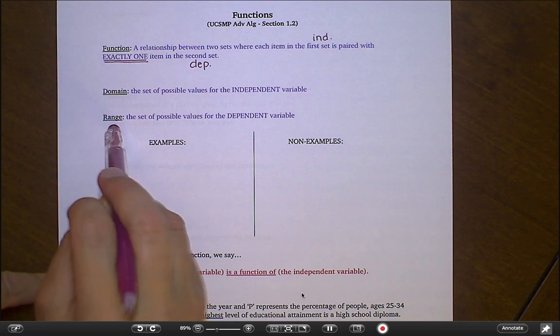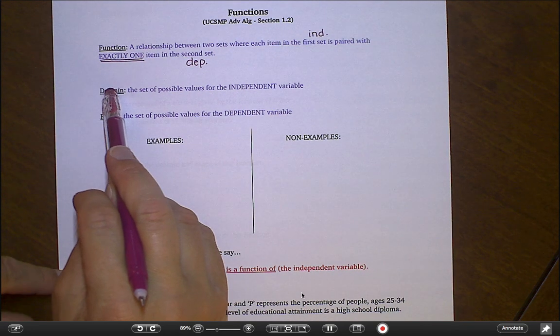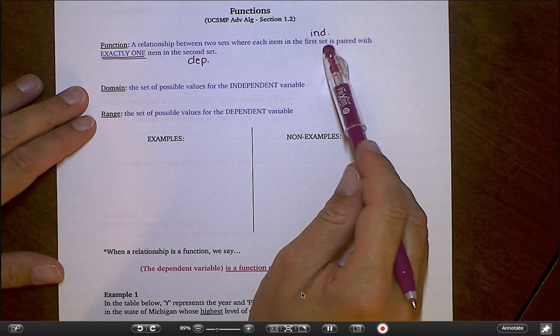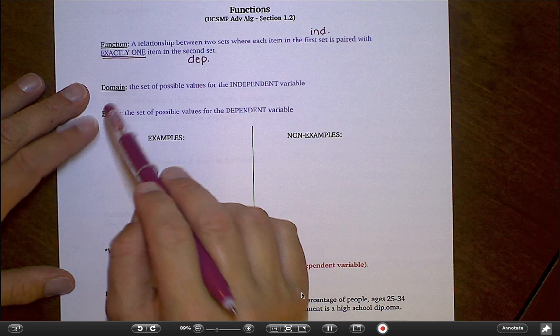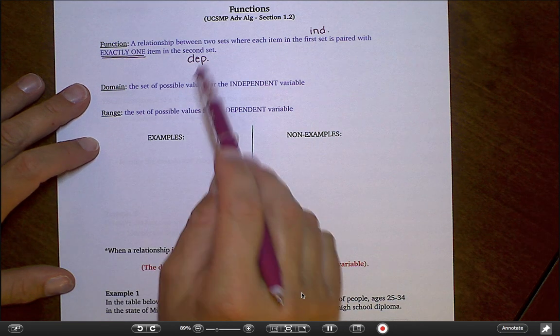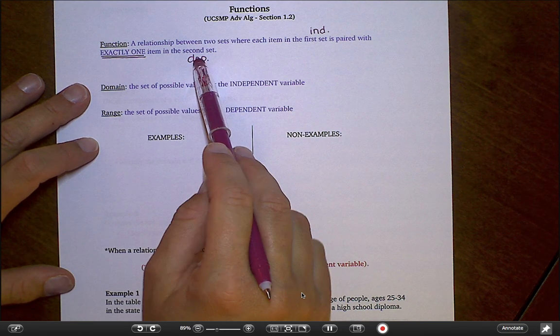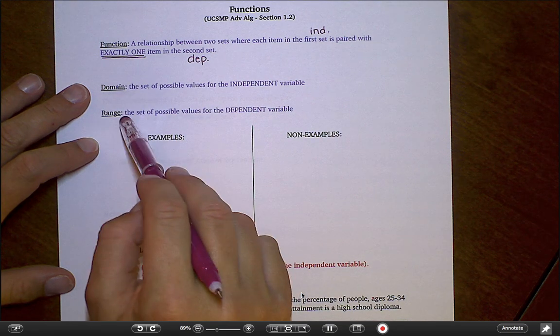And then we get to domain and range. Domain is talking about all of the possible things that could show up in that first set, the independent variable. Range is talking about all of the possible things that could show up in that second set. So we're going to be using these words quite a bit.